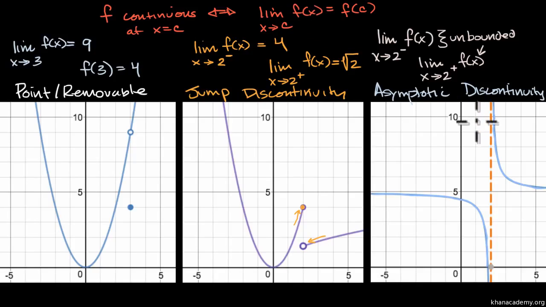And so because it's unbounded and this limit does not exist, it can't meet these conditions, and so we are going to be discontinuous. So this is a point or removable discontinuity, jump discontinuity, I'm jumping, and then we have these asymptotes, a vertical asymptote. This is an asymptotic discontinuity.